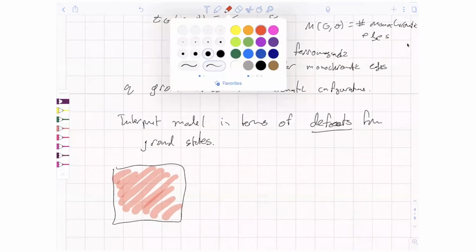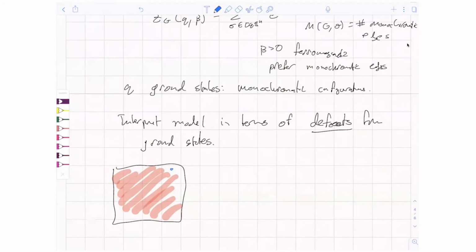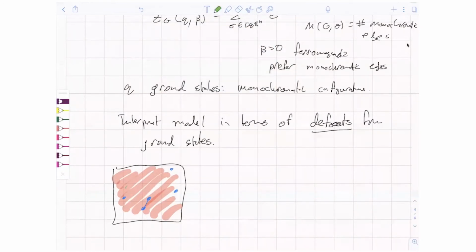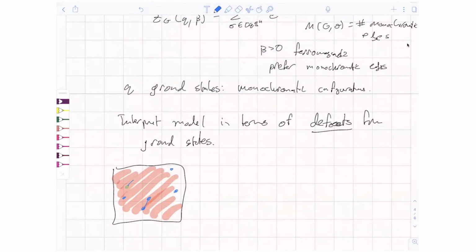Okay, and then what do I have? Otherwise, maybe I have a vertex that's blue here and there. Maybe I have a component that's 2 blue vertices. Maybe I have something that's like a green vertex attached to a blue vertex. That's the picture I want you to have in mind: it's a mostly red configuration, and then there's some small sprinkling of defects of other colors.